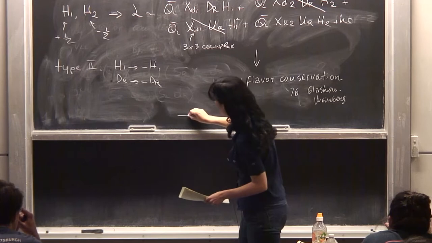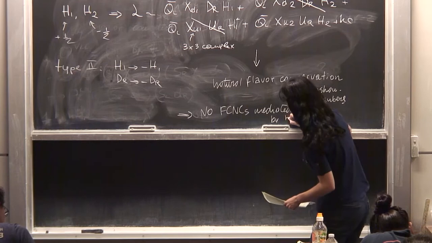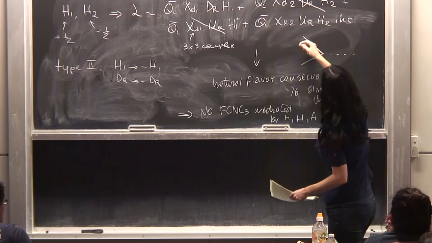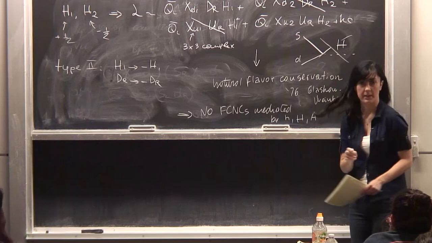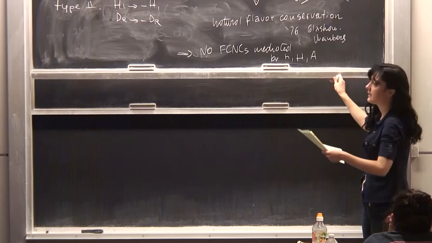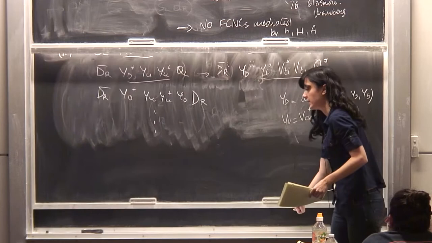And what you learn is that, again, there are no flavor changing neutral currents mediated by the Higgs bosons, by the 125 GeV Higgs as well as the heavy Higgs and the heavy pseudoscalar. So you cannot write down vertices like S, D, and the Higgs. This won't be there. This is similar to what we have in the standard model. And that's why, broadly speaking, once you have theories like this, you don't particularly have to worry about flavor. There are exceptions, we can speak a little bit offline about this. But generically, these are relatively protected models against flavor.